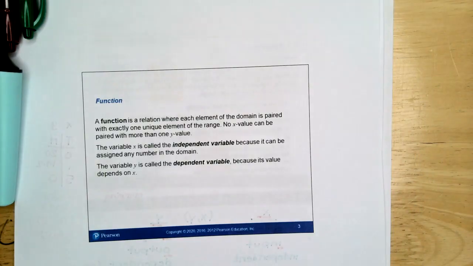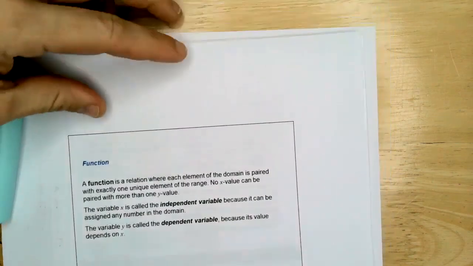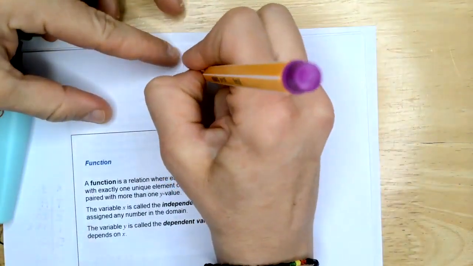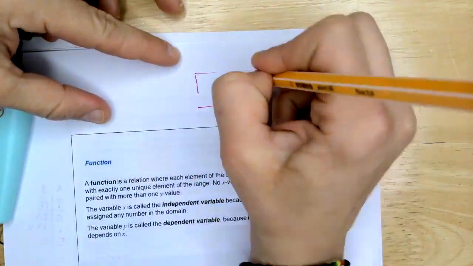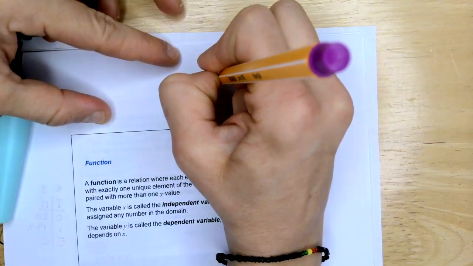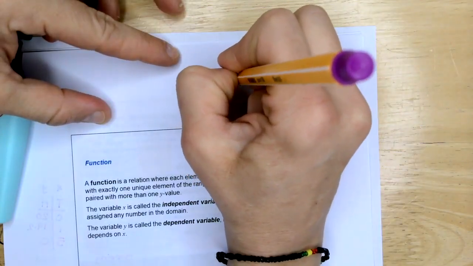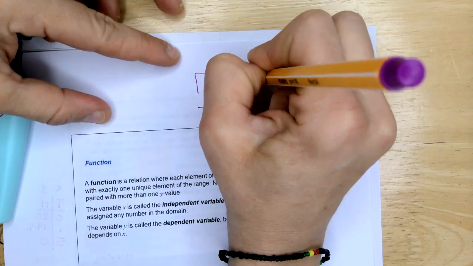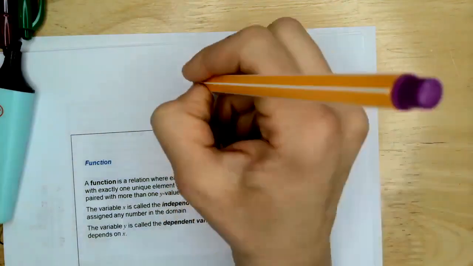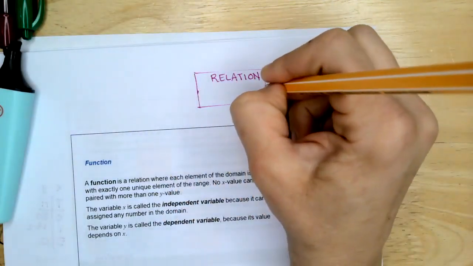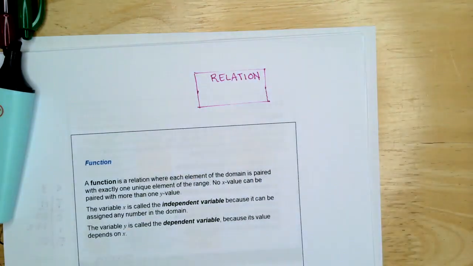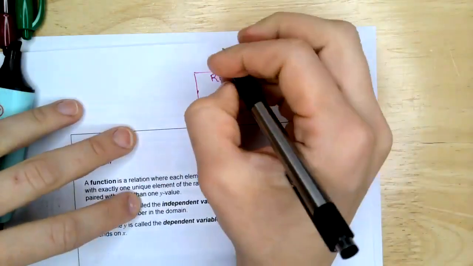A function. A function is a relation where each element of the domain is paired with only one unique element of the range. So here, just to get a visual on it, we just talked about relations, right? Everything in this box is a relation. It's a relationship. They have something in common. From X, I can find a Y, okay? Within all relations are functions.